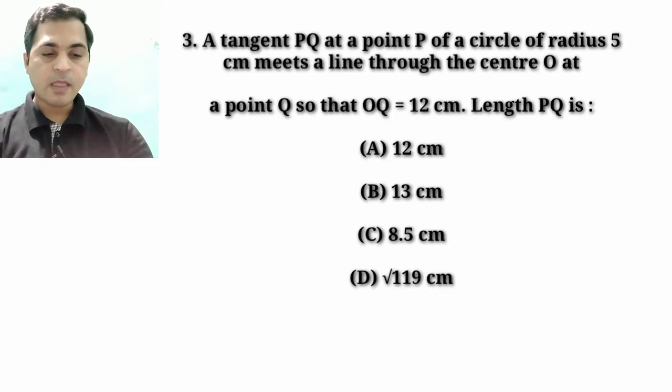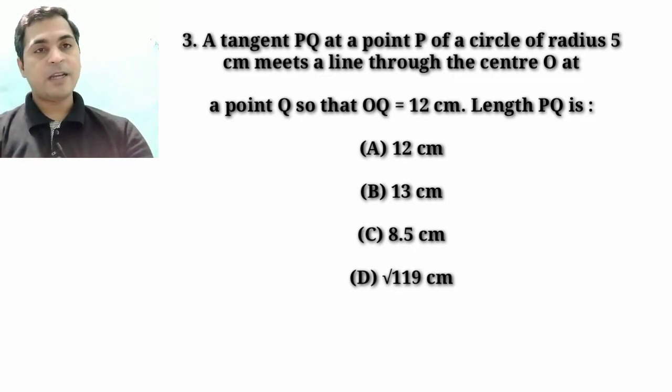The question is: a tangent PQ at a point P of a circle of radius 5 centimeter meets a line through the center O at a point Q so that OQ is equal to 12 centimeter. So we have to find out the length of PQ. Let us see the options. The options are A, 12 centimeter; B, 13 centimeter; C, 8.5 centimeter; and D, root 119 centimeter.